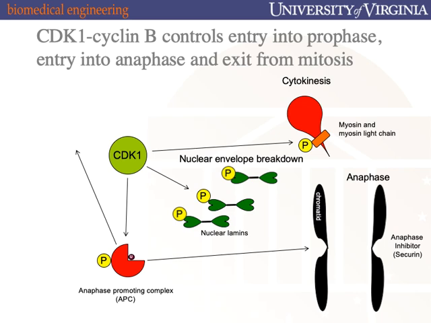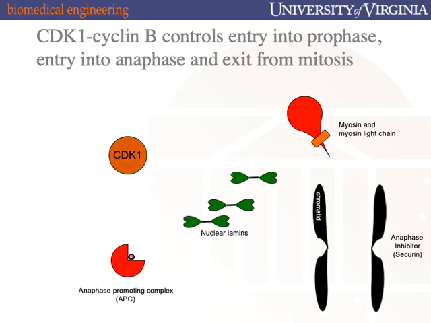Not all the arrows went away, but now you're back to homeostasis, right? You've completed the cycle. Now the arrows went away. Exit from mitosis.